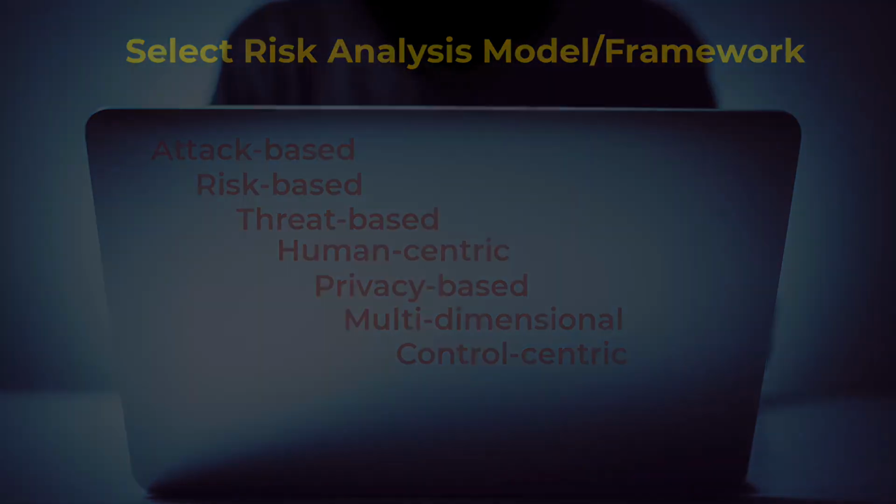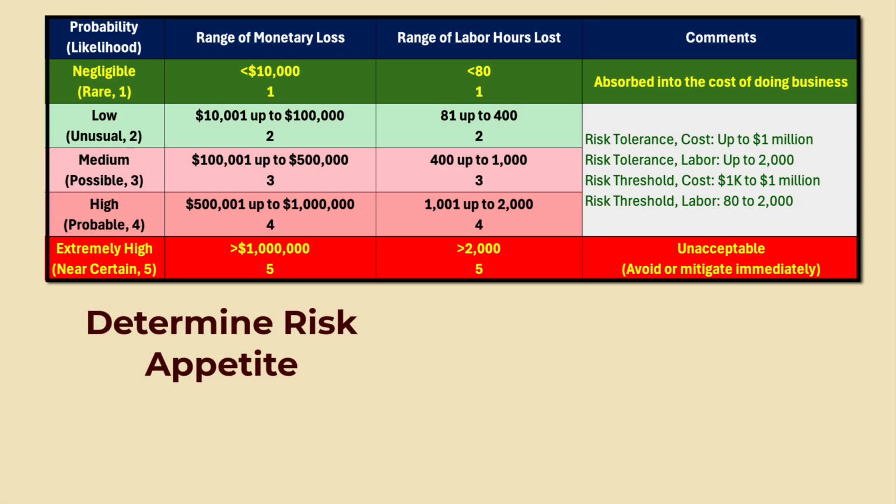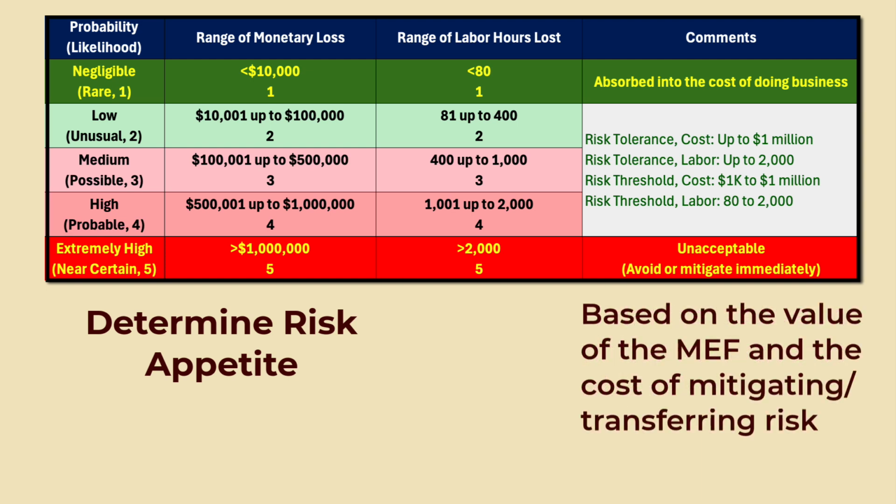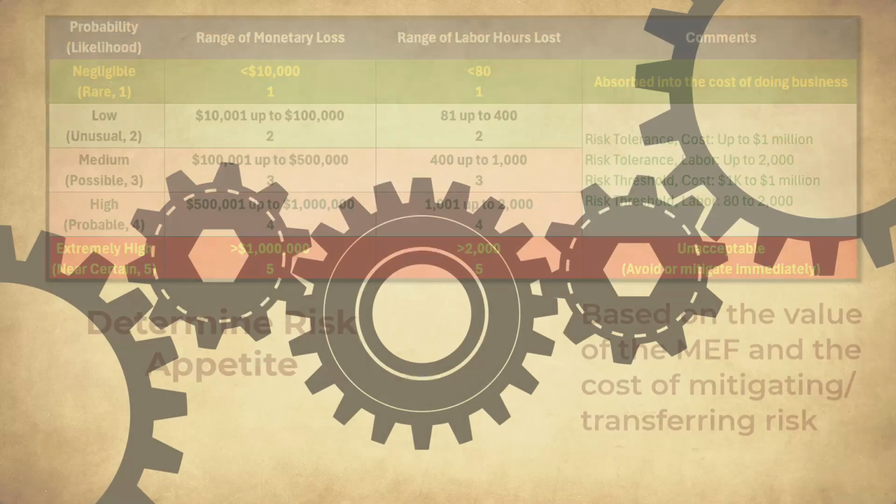An organization determines its risk appetite by striking a balance between its strategic objectives and the level of uncertainty it is willing to accept in pursuit of those objectives. The risk appetite might be different for each MEF, so this process must be followed for each, establishing the costs management is willing to absorb if a risk manifests, based on the value of the MEF for meeting business objectives, and the cost of mitigating or transferring the risk.